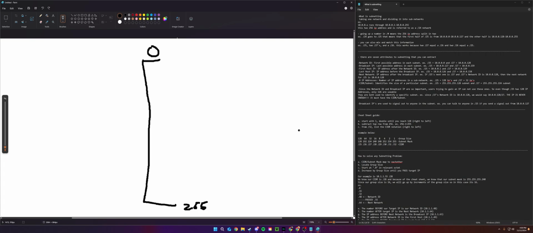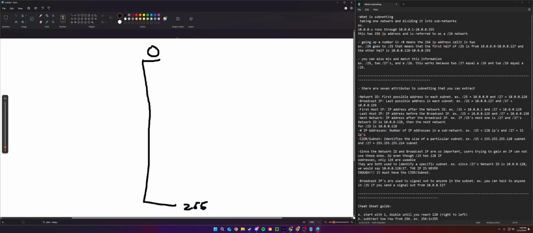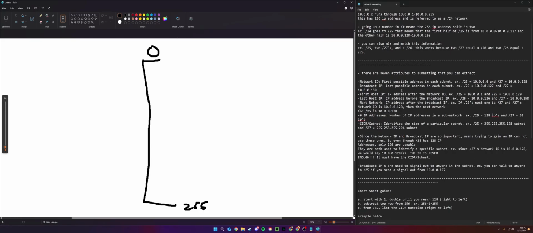Yeah. So a big thing to know is that there's 7 attributes to subnetting. So let's go over those. Let's see, can I zoom in on this? Yes, I can. Okay, so the first one is network ID, which is the first possible address in each subnet. So for example, in /25, it'd be 10.0.0.0, and then /27, it would be 10.0.0.128.